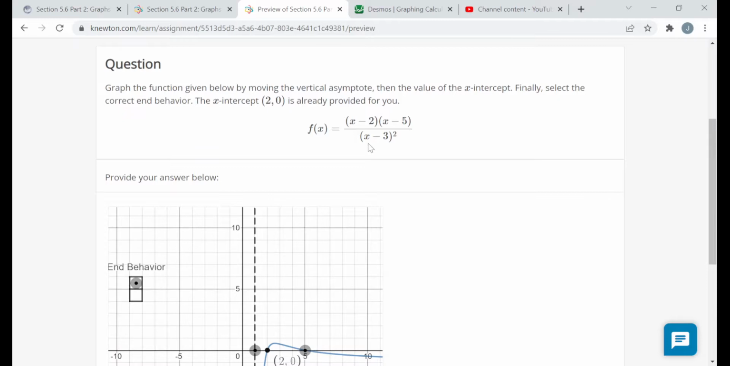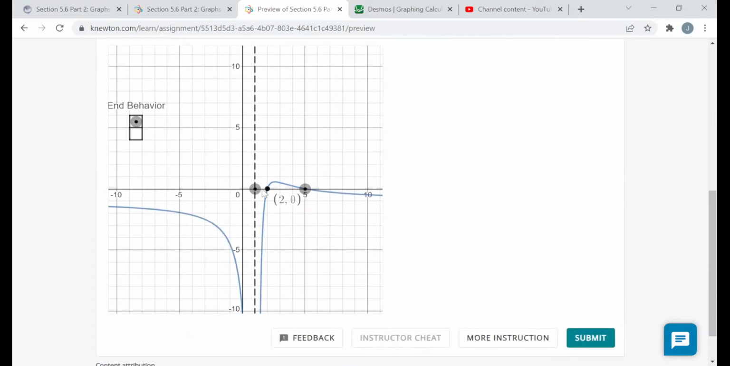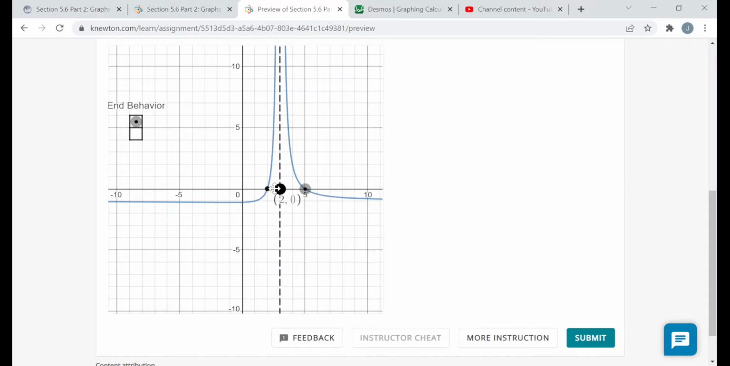And then remember, the zeros of the denominator tell you where the vertical asymptotes are, which would be at x equals 3. So I need to move this point here to 3. There's 3. Right. X equals 3, because that's 2, that's 5. Here's x equals 3. So there we go.